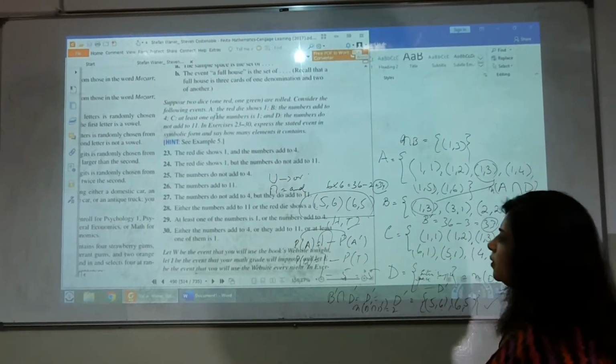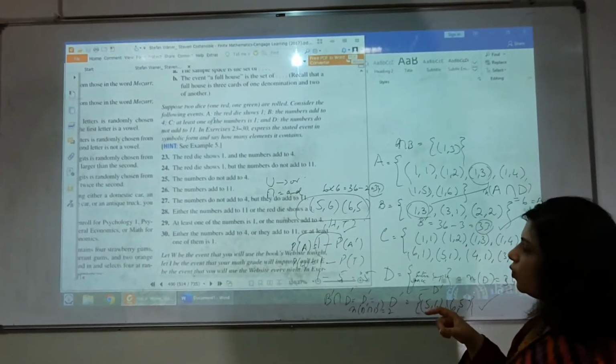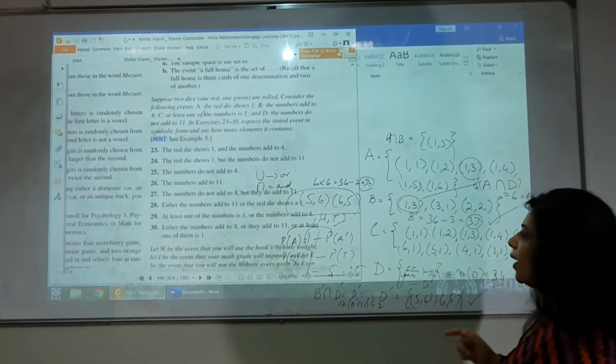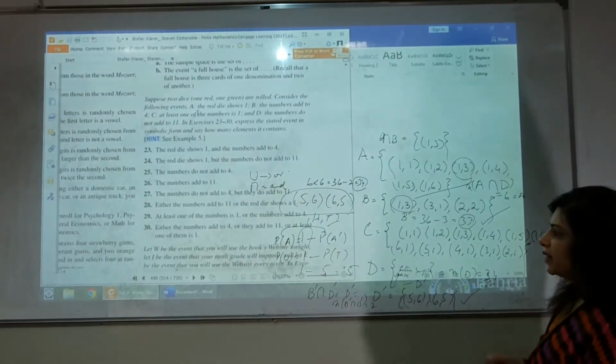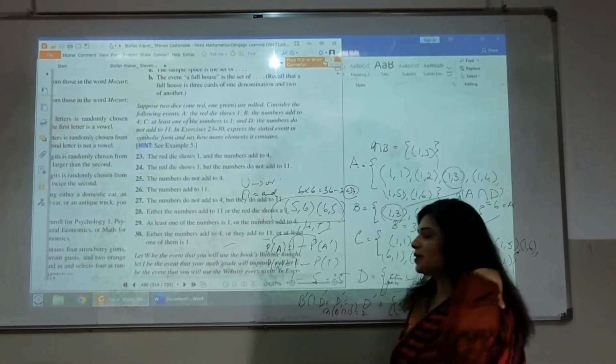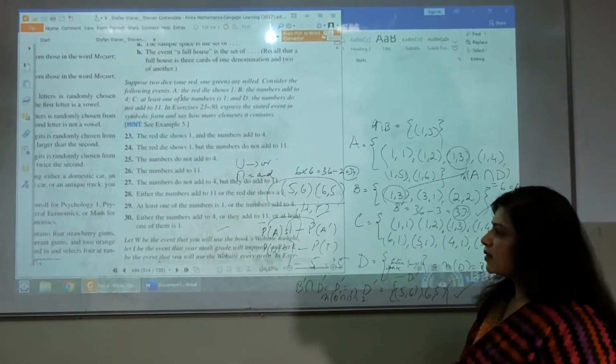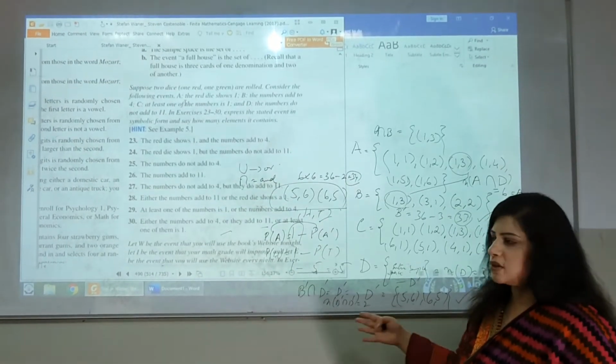This is the 30th question. It says that either the numbers add to 4, or they add to 11, or at least one of them is 1. Now you can see that they have used the word or. Now this or means that it's a union, okay? Because union is something which would actually increase your samples.